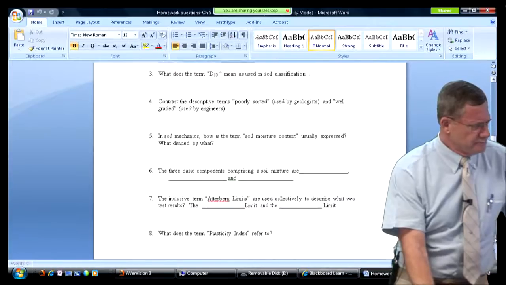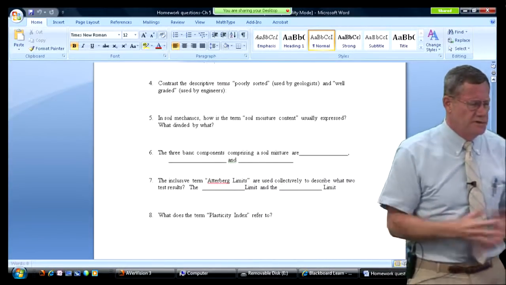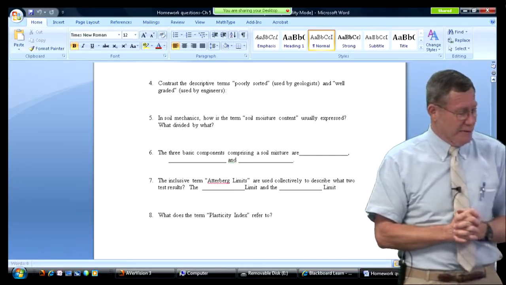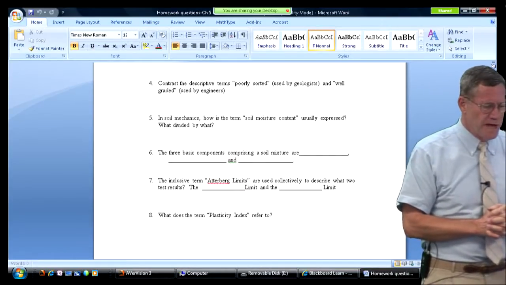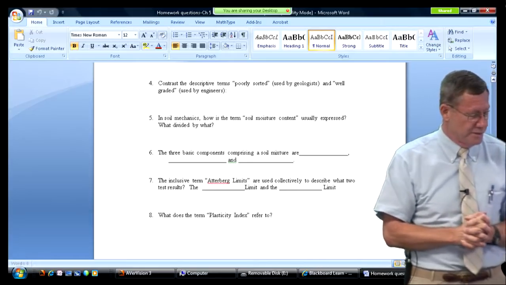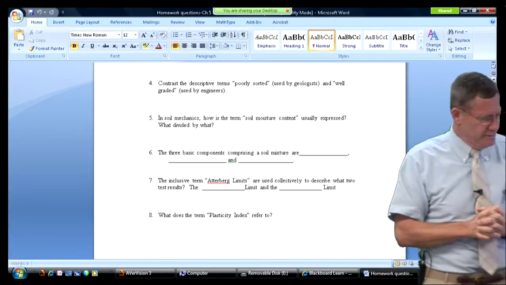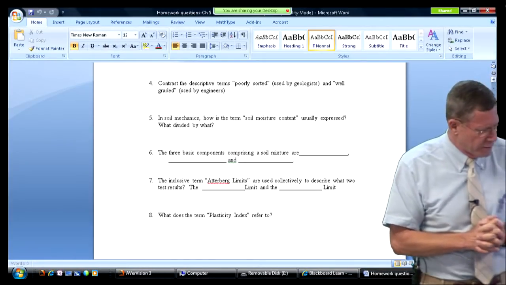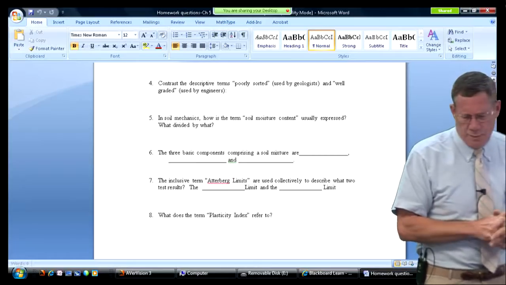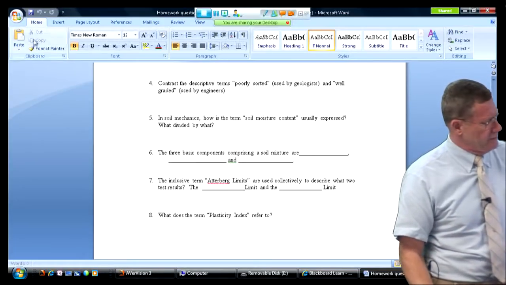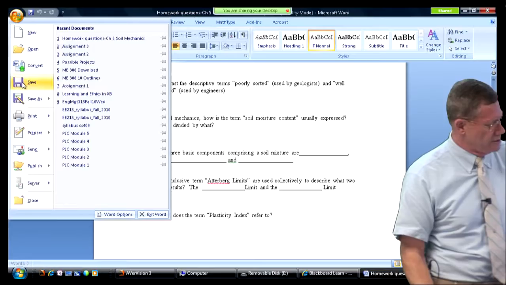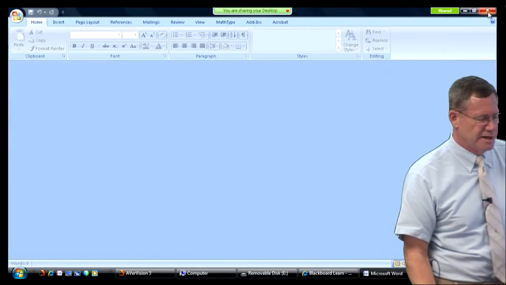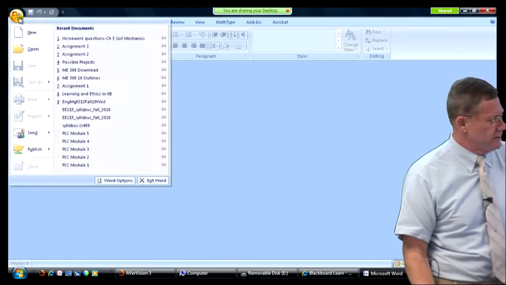All right. So in soil mechanics, how is the term soil moisture content usually expressed? You need to know that. That's very important. And three basic components in a soil mixture: solids, gas, and water. And what is the inclusive term Atterberg limits? What does that mean? Atterberg was a soil scientist in Sweden back in the early part of the last century. He didn't do this stuff for engineers. Engineers borrowed it because it was good stuff.